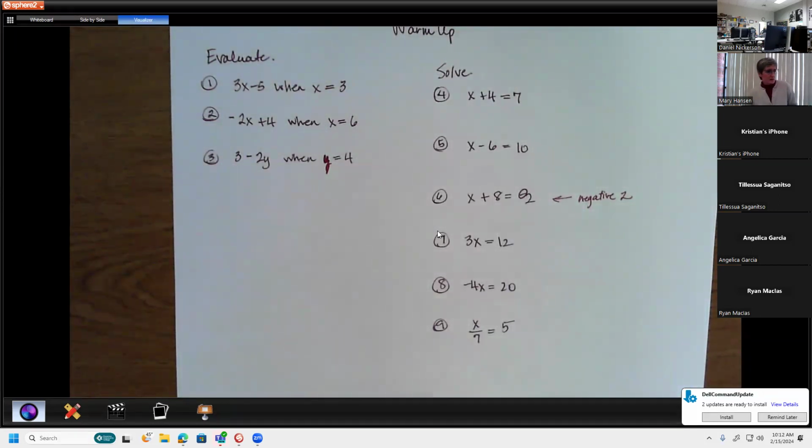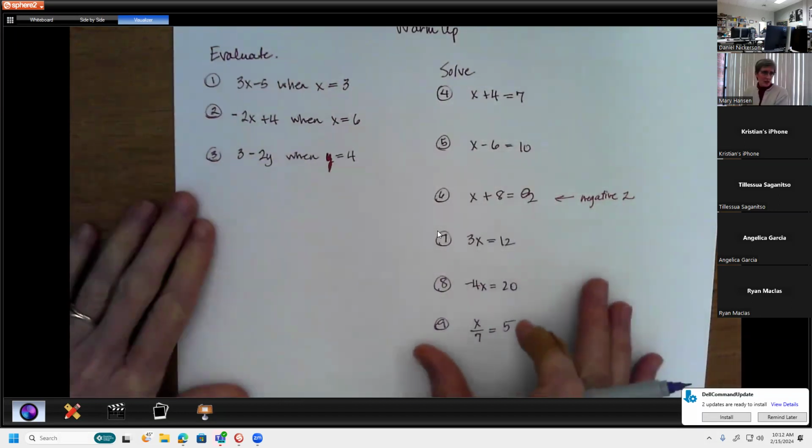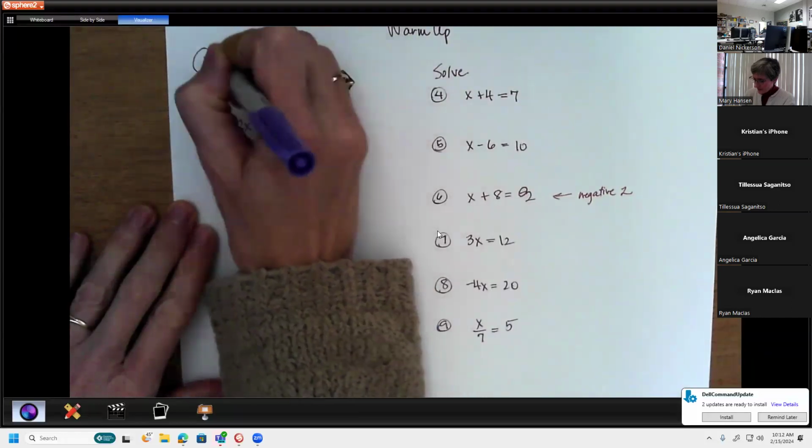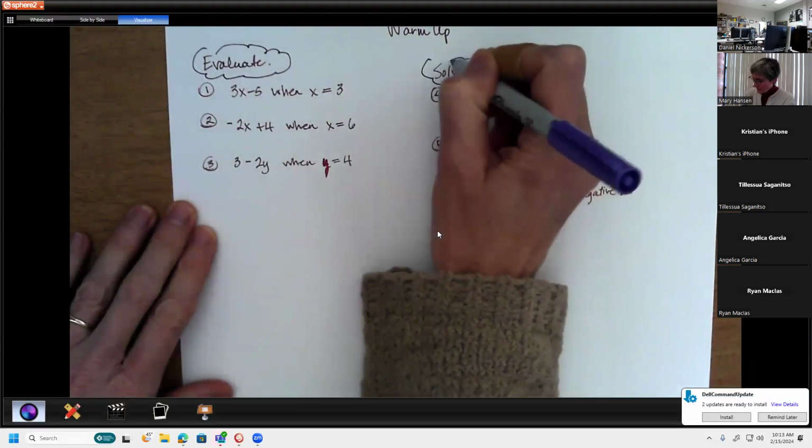Right, let's take a few moments and see how we're doing on these. If you're not quite done, that's okay. Let's see if we're on the right track. So I wanted to highlight the difference between evaluating and solving.